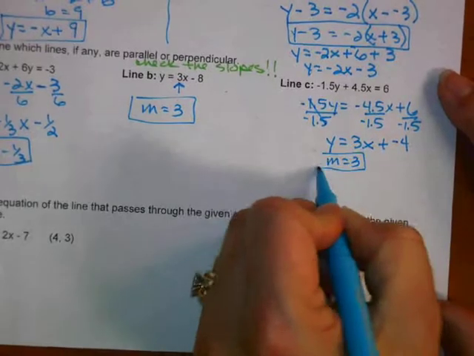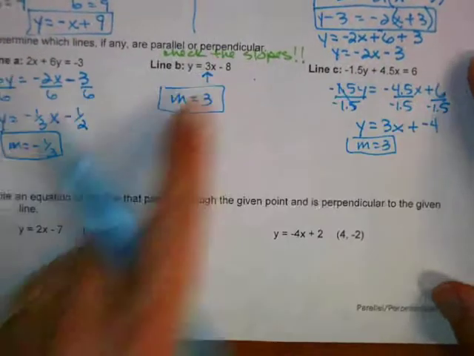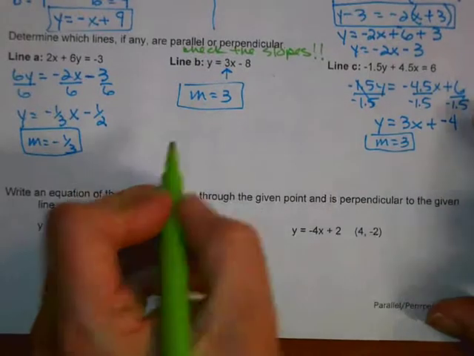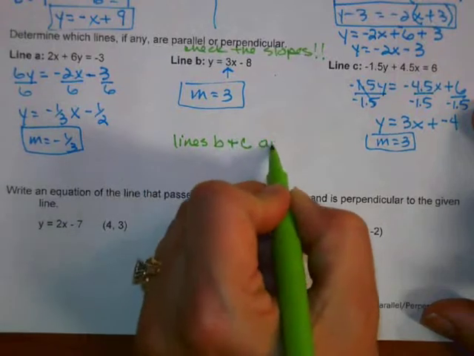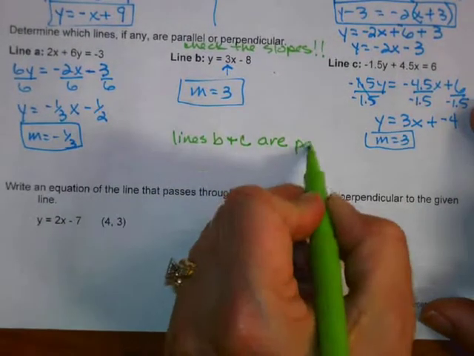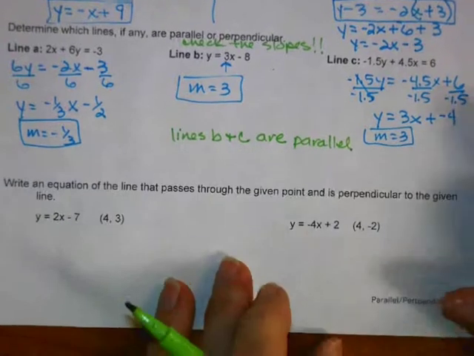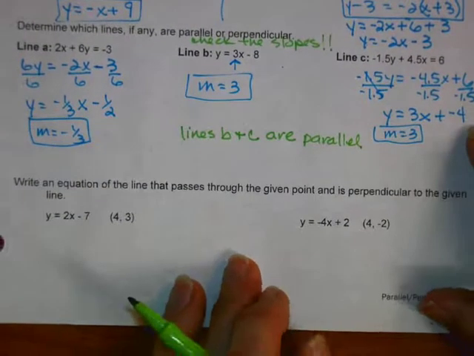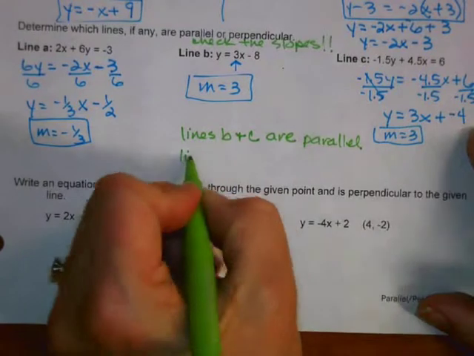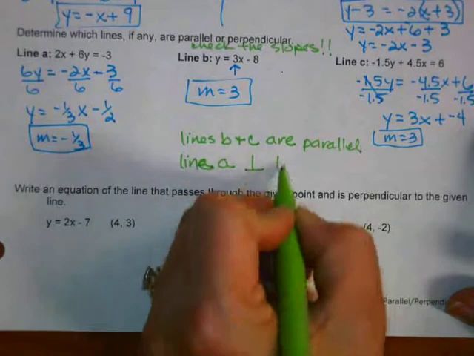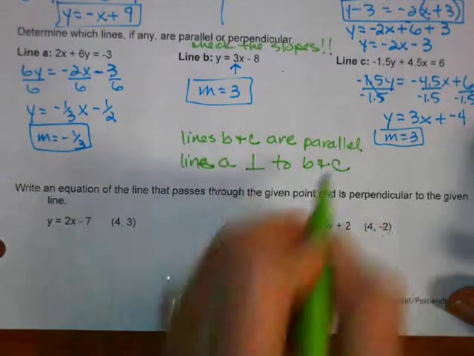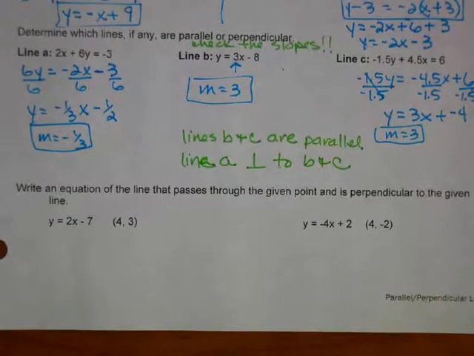Okay, now I can answer my question. Determine which lines, if any, are parallel or perpendicular. So I'm going to say lines B and C are what? Parallel. And I'm going to say line A is perpendicular to B and C. Because they're negative reciprocals, correct? Yes. Okay. Almost done.